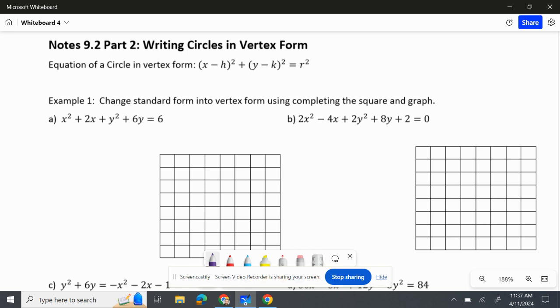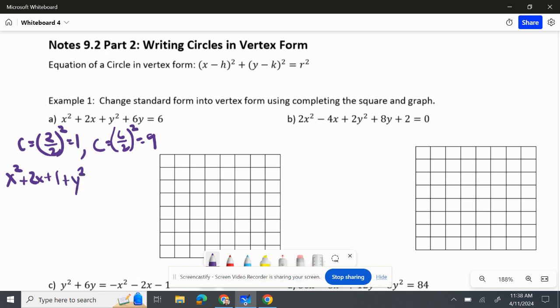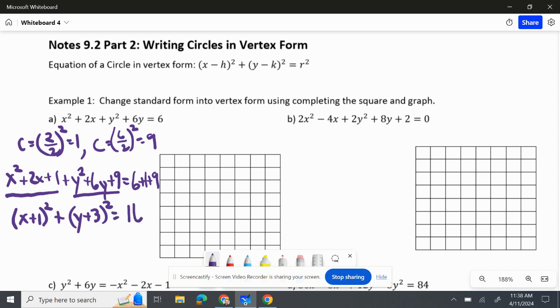If we're looking at the first one, we're going to find our new c values. We take our b value, divide it by 2, and square it. We take the b value for the y, which is 6, divide it by 2 and square it, and that gives us 9. We take the 1 and the 9, so x squared plus 2x plus 1 and y squared plus 6y plus 9 equals 6 plus 1 plus 9. We factor our trinomials, so this gives us x plus 1 squared, and for the y, y plus 3 squared equals 16.